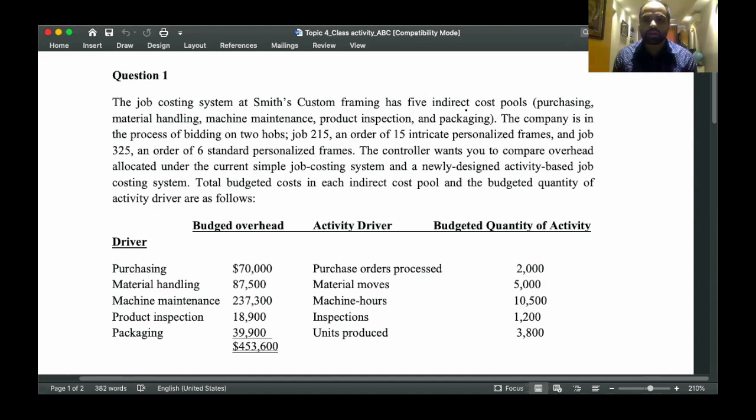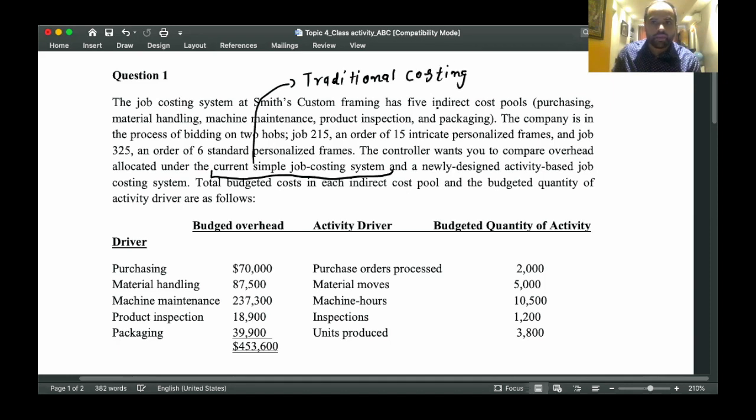The controller wants you to compare overhead allocated under the current simple job costing system. Current simple means traditional costing. Another name for traditional costing is simple costing. And the newly designed activity-based costing, your ABC. So two methods. You will compare them. Of course you calculate traditional first, but you don't have to worry about ABC for the moment because I haven't explained it yet, all right? So you will do only traditional costing.